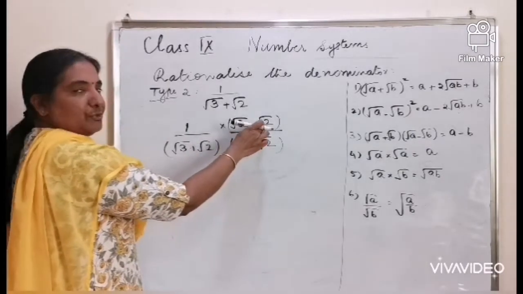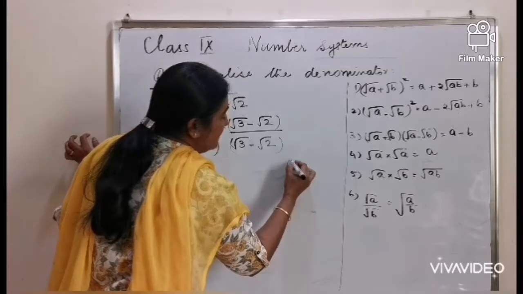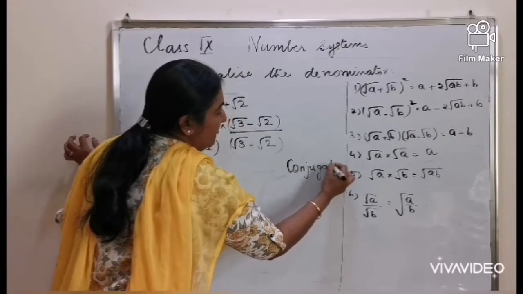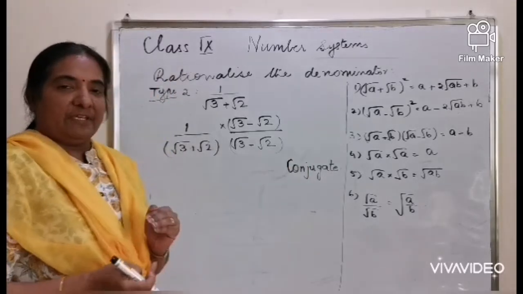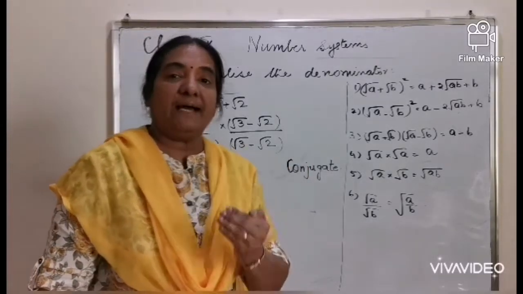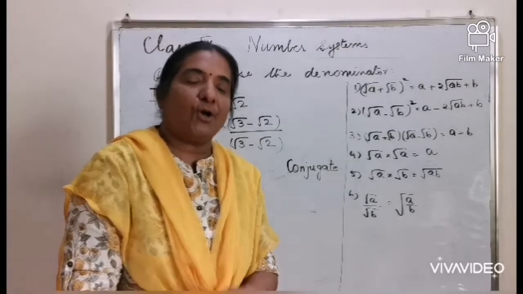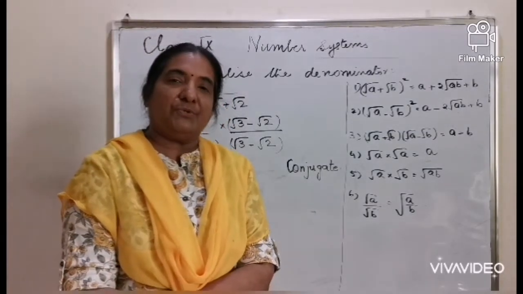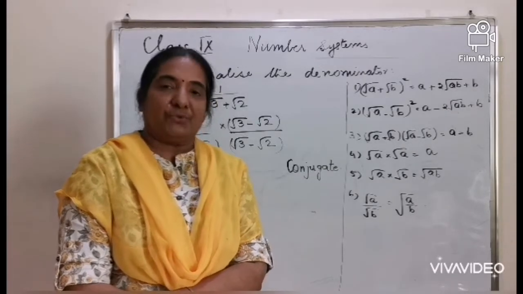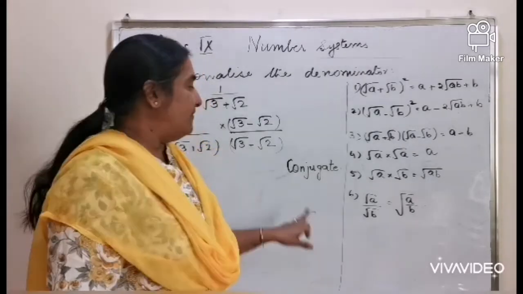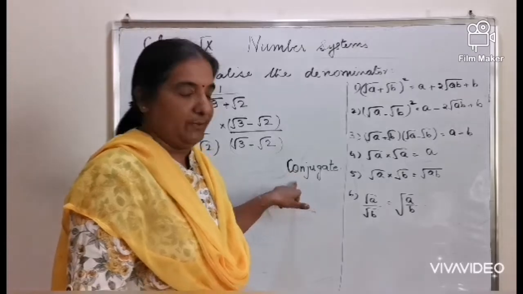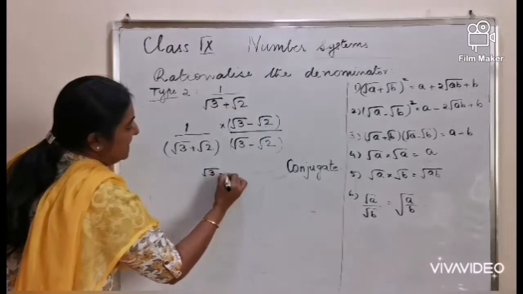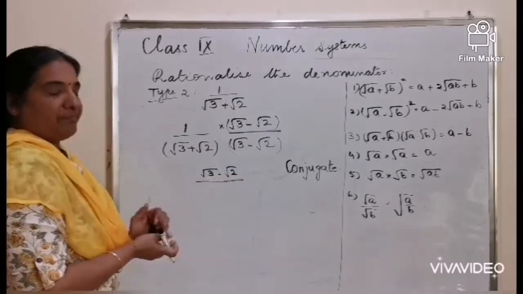Root 3 minus root 2 is called the conjugate. In short, we used to say multiply and divide by the conjugate of the denominator. The conjugate of root 3 plus root 2 is root 3 minus root 2. The opposite sign will give you the conjugate value. 1 into root 3 minus root 2 is the same as root 3 minus root 2.